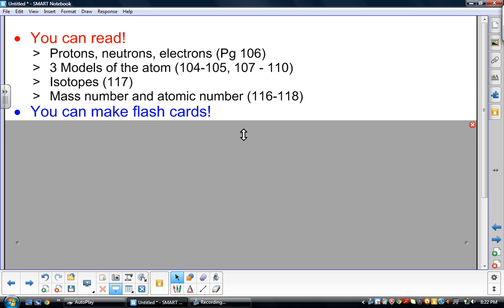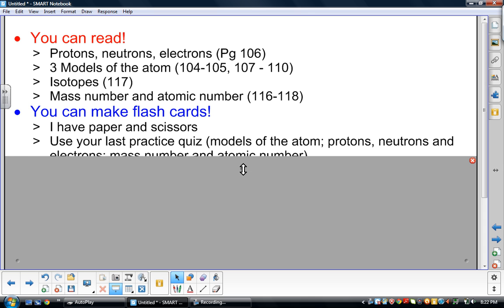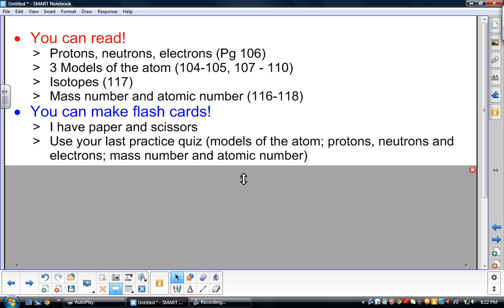You can make flashcards. I have got some paper up here and I've got some scissors up here, so you can come up and cut your own little cards and make your own flashcards. I know it's not as nice and thick like the index cards you get at the store, but it will still work. So, how would you make flashcards? You would get out your last practice quiz. That's the one that had 3 pages to it. One page was about models of the atom. One page was about protons, neutrons, and electrons. Do you remember which one is positive and which one is negative and which one do you symbolize with a little n? And also calculating mass number and atomic number. So use that practice quiz and make flashcards.